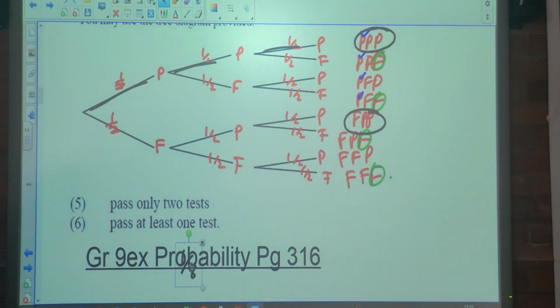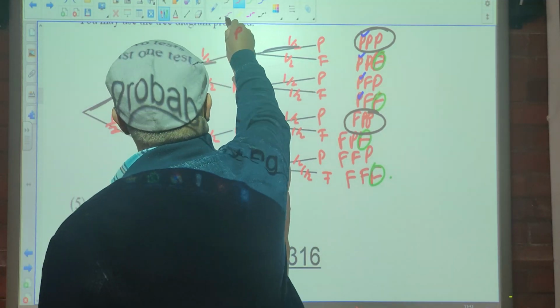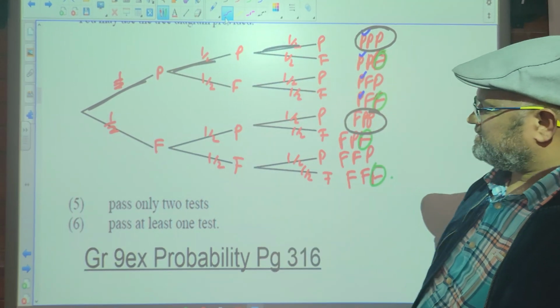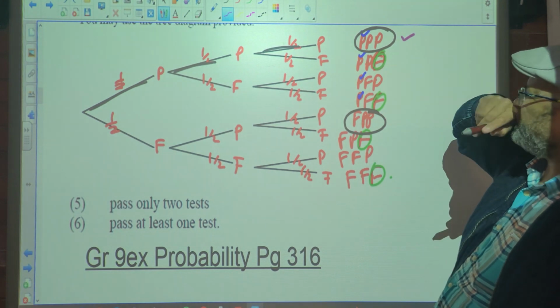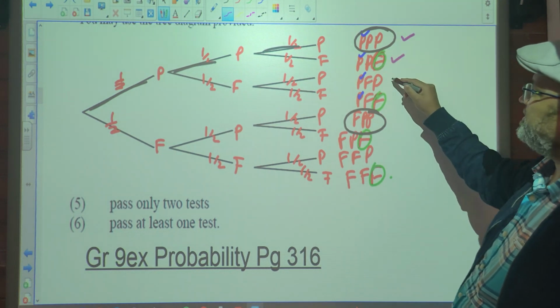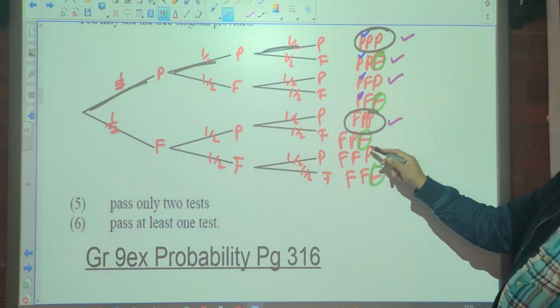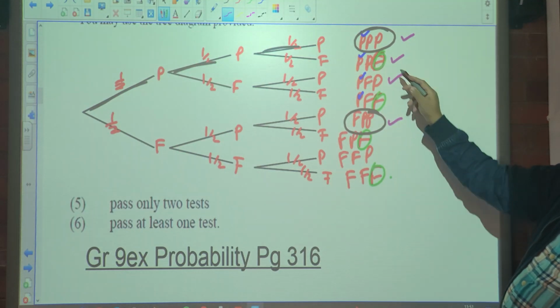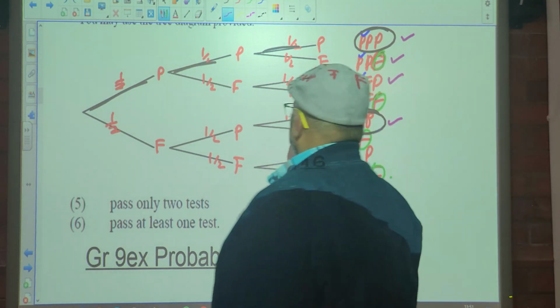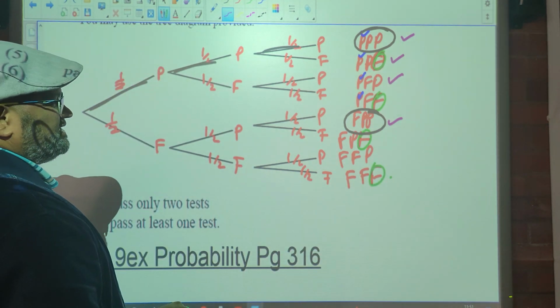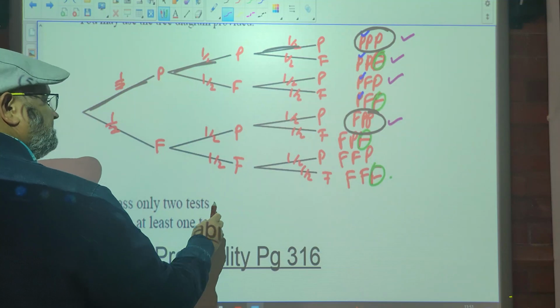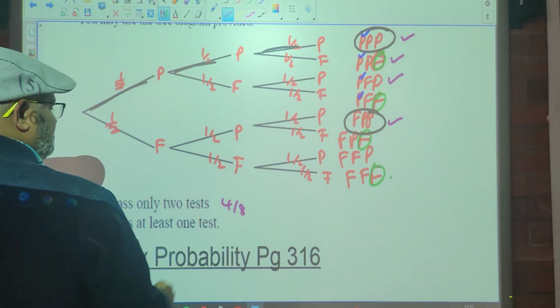Now we are told pass any 2 tests. So it could be that one, correct? That one, that one, that one. Pass any 2. So you can pass 3 as well. Not so? Is that correct? So it's going to be 4 out of 8.